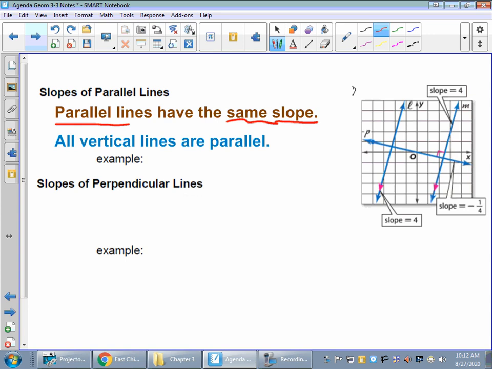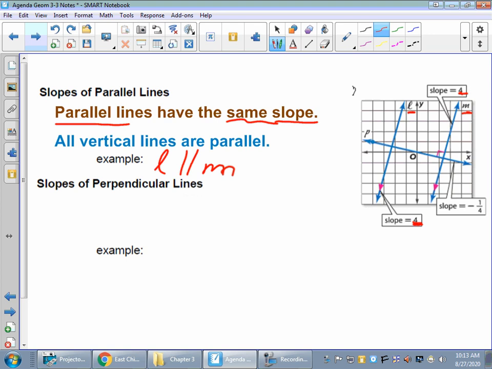An example would be in this diagram over here, line L and line M. Line L is parallel to line M, because they have the same slope. You can see the slope is 4 here, and the slope is 4 here. Because they have the same slope, we know that they're parallel.